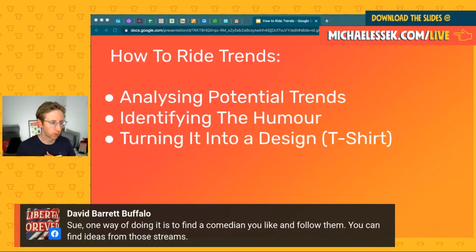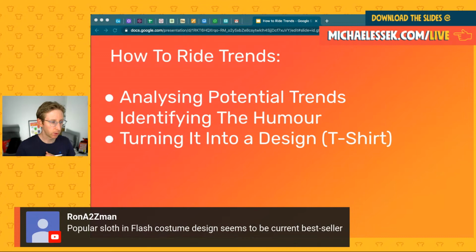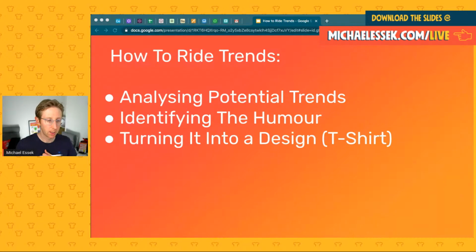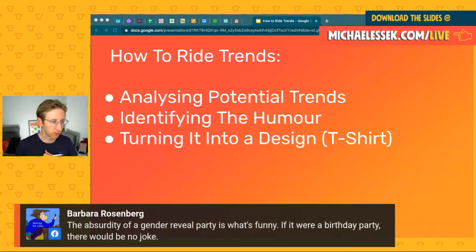David says you could follow comedians, which is a good idea. Ron says popular sloth in Flash costume design seems to be a current bestseller. That's a good example of a conflict between two things, sloth and the Flash. Put them together, it creates a funny joke. Vivian says this chart is so good. Barbara says the absurdity of a gender reveal party is what's funny. If it were a birthday party, there would be no joke. Yes, that's a very good point.